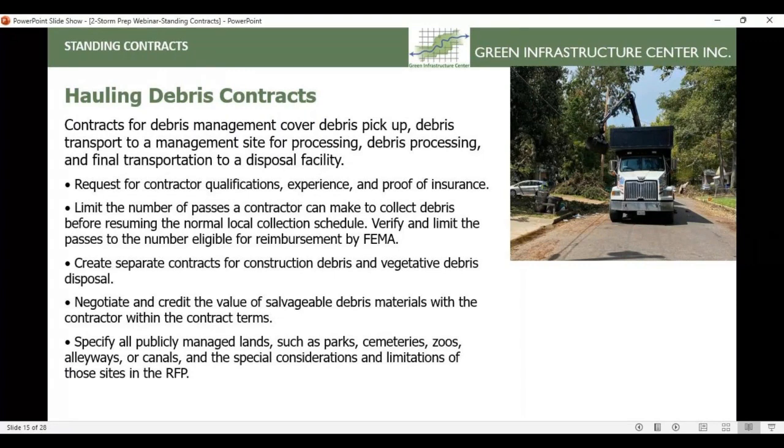And this is something that FEMA likes to see, or wants to see, is if the debris collector is going to take any salvageable materials and then resell it, you need to be making sure that that price is reflected in the unit cost that you're having them pick up the material for, because they're ultimately going to be reselling that material for value. And then specify all publicly managed lands, such as parks, cemeteries, zoos, alleyways, or canals, and the special considerations and limitations of those sites in the RFP. So those really great examples that Darren talked about with the alleyways and the zoo.